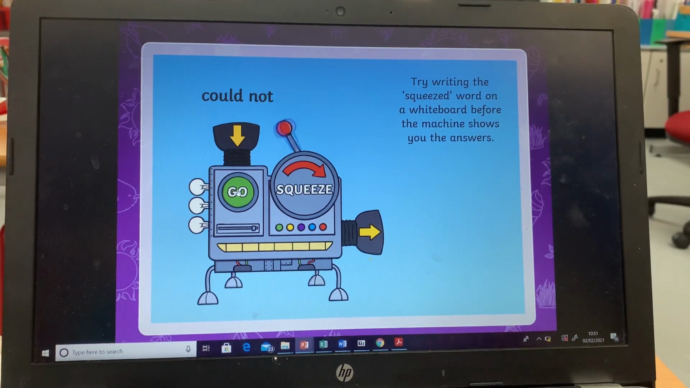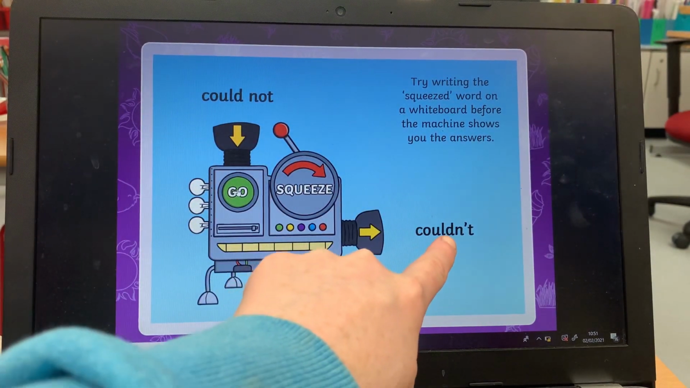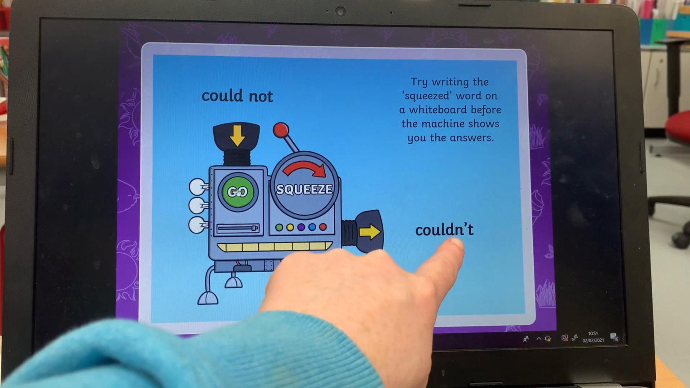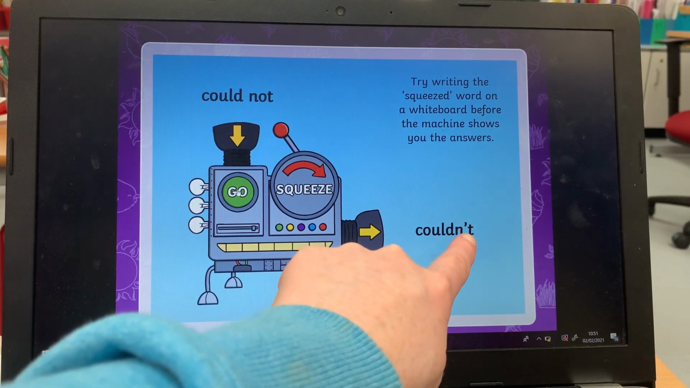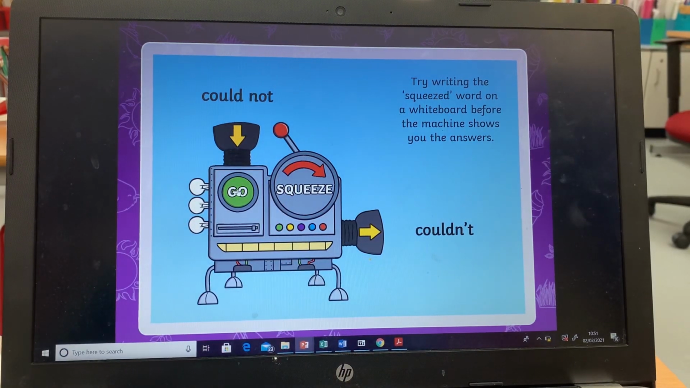Oh, we've got could not this time. So let's see what the Squeezeometer says. Couldn't. Again, in this word, the O has been omitted from the not. So we've got could. The N in not is right next to that D now. We've got the apostrophe, which is in the place of the O in the not, and then we've got the T after it.